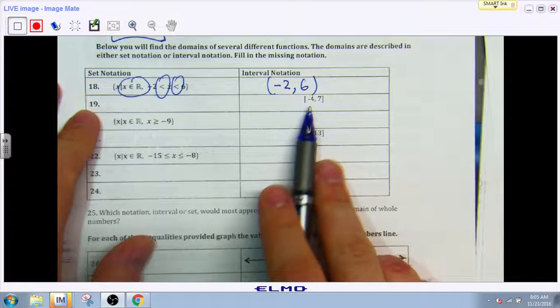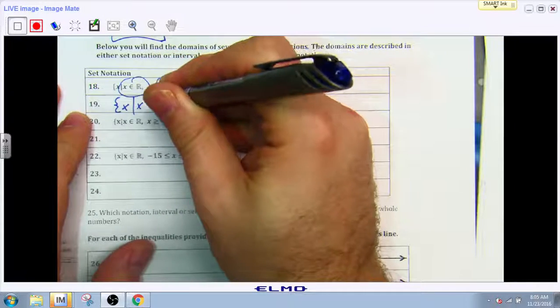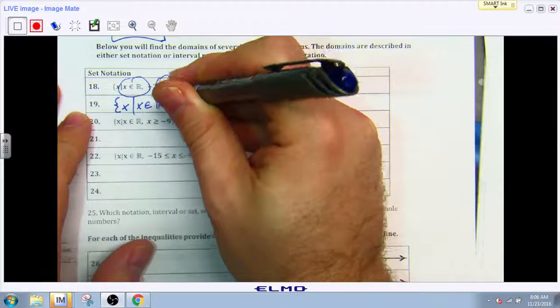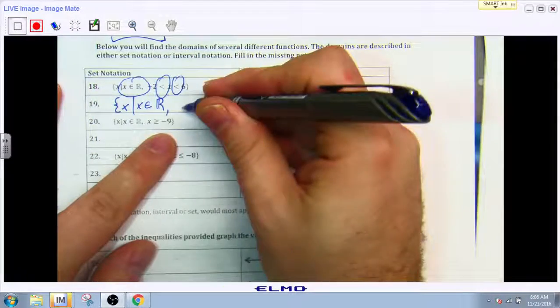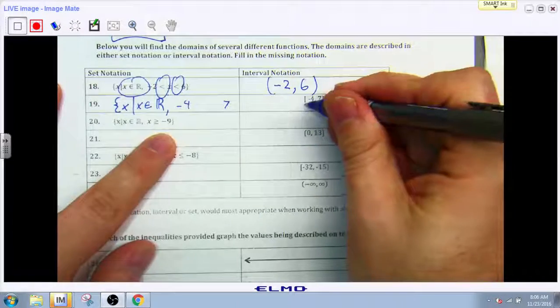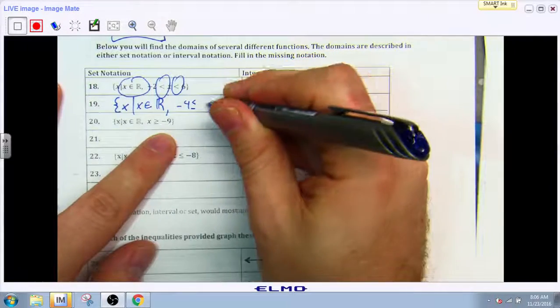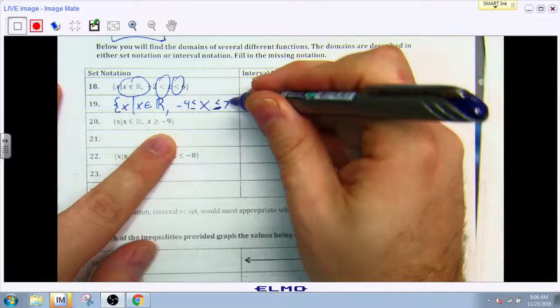So let's look at this one. This one goes from -4 to 7. So they're all going to start like this. The set of x such that x is the set of all real numbers such that -4 is my lowest number, 7 is my highest, but I see that I have brackets, so that means it's going to be less than or equal to, less than or equal to my x right in the middle.